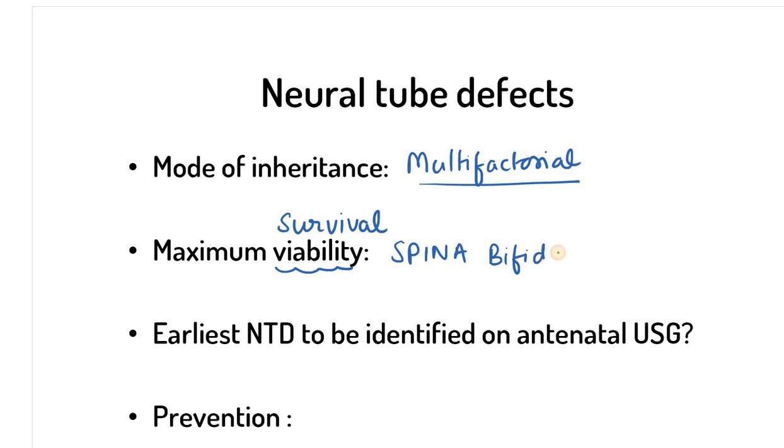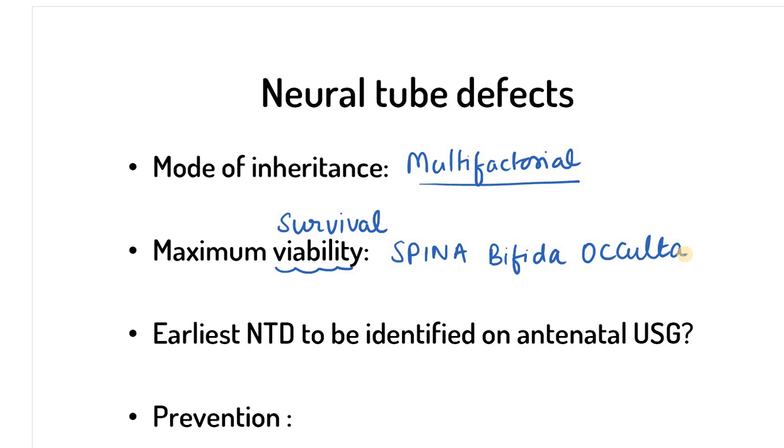Spina bifida occulta. What is the meaning of occulta? Occulta means something which is hidden inside. It is hidden inside, not visible outside, and also there is no problem to the spinal cord or meninges. So that is why this condition, spina bifida occulta, is supposed to be associated with maximum chance of survival. Right? Okay. Now, earliest neural tube defect, NTD means neural tube defect, to be identified on antenatal ultrasound.